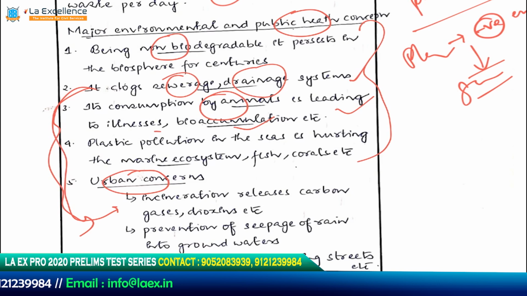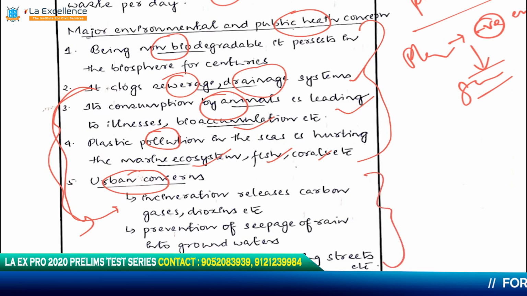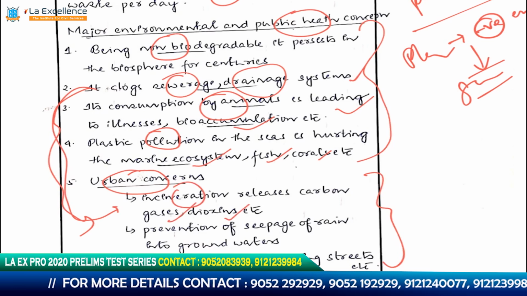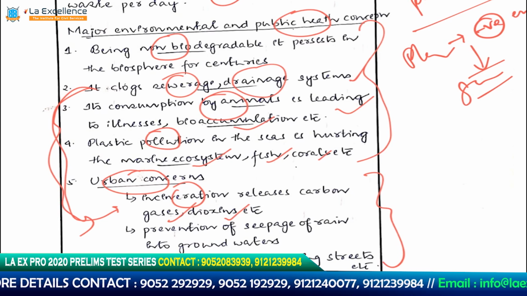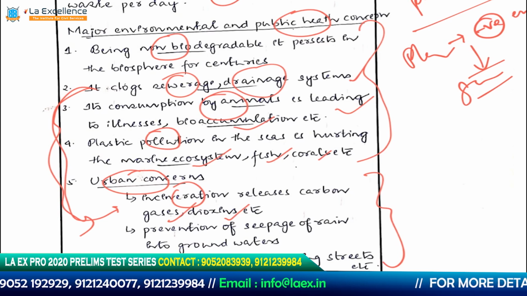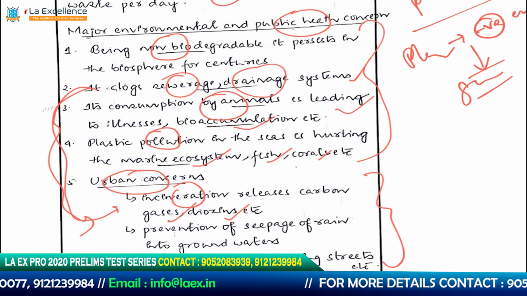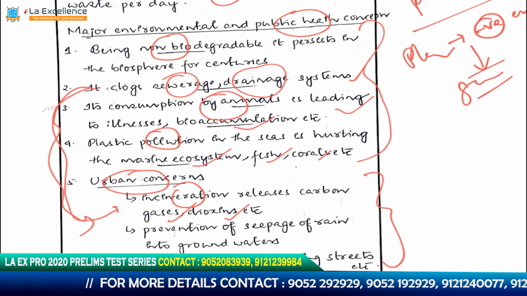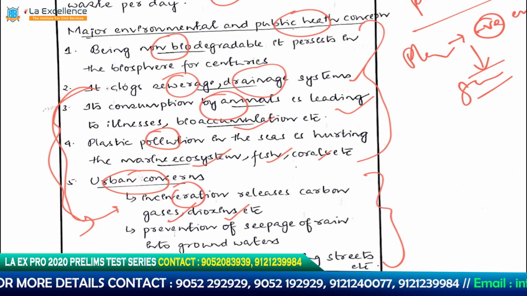He says plastic pollution in the seas is hurting the marine ecosystem, fish, corals, etc. Now he has given me few points to talk about urban concerns. Let's see what they are. Incineration releases carbon dioxide gases, and then there are dioxins and so on. So whatever plastic gets incinerated, it is going to release a lot of harmful gases, and these harmful gases are going to hurt the ecosystem in more ways than one. In addition to this, what is going to happen?